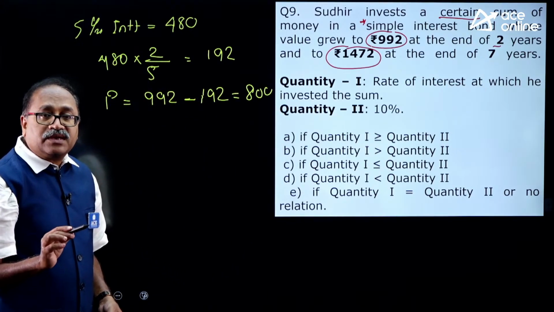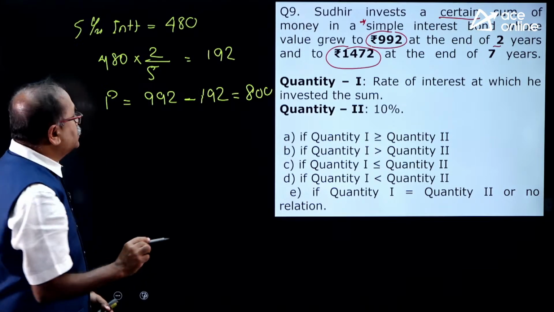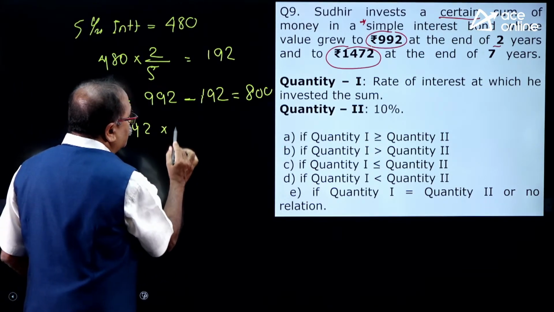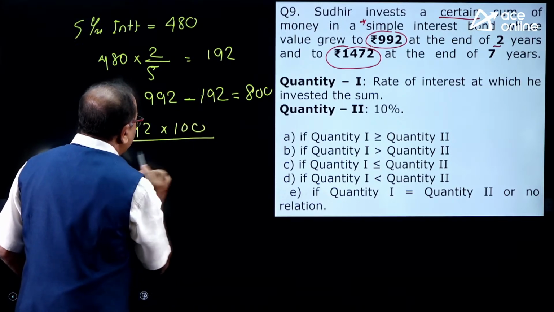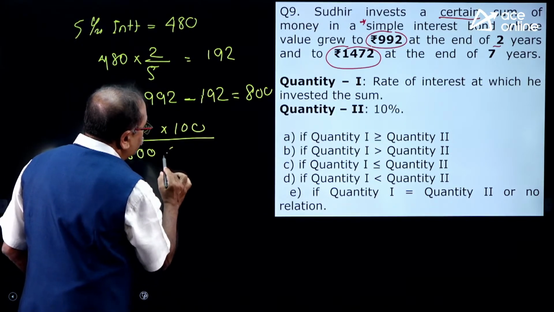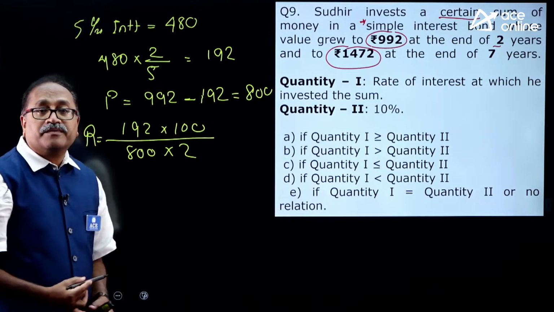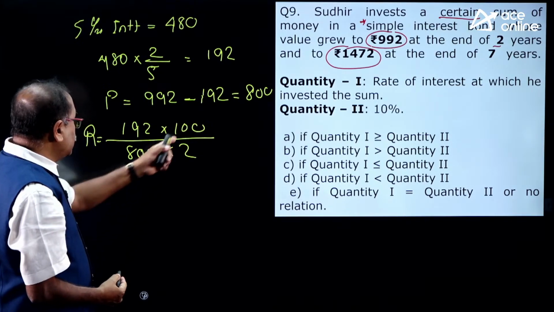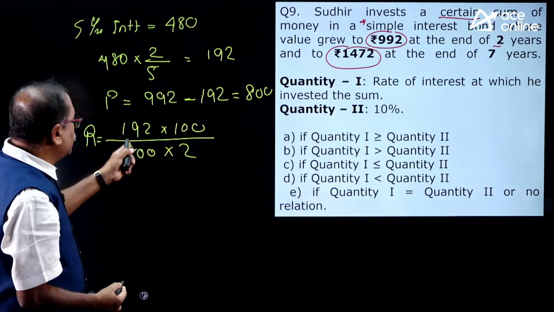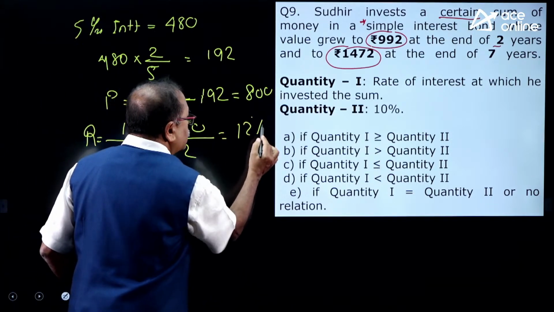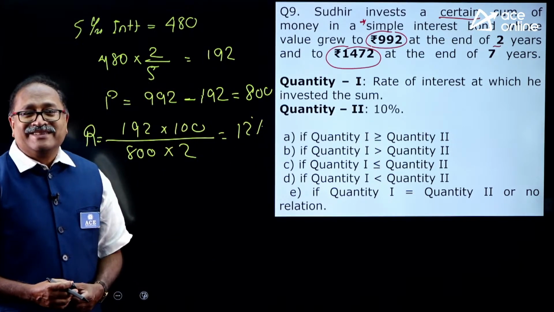And once I get the sum, I can find out the rate of interest. So, this interest 192 into 100 by 800 into 2, I am getting the rate of interest R. And by cancelling this, I can clearly see that 16, 2 and 3. So, that is 12% is the rate of interest.